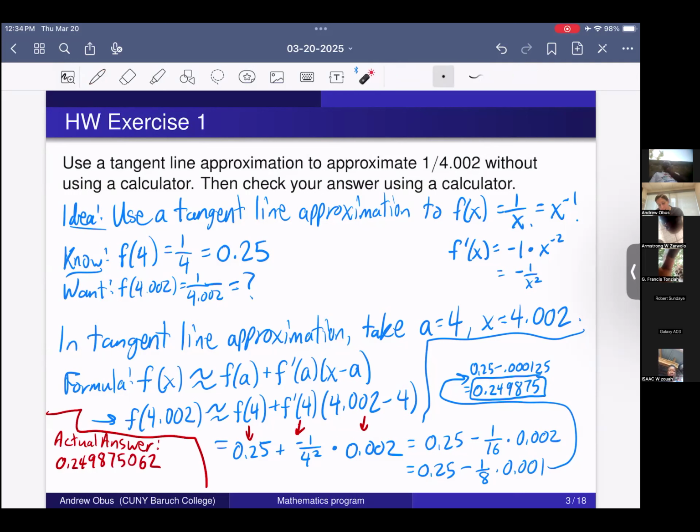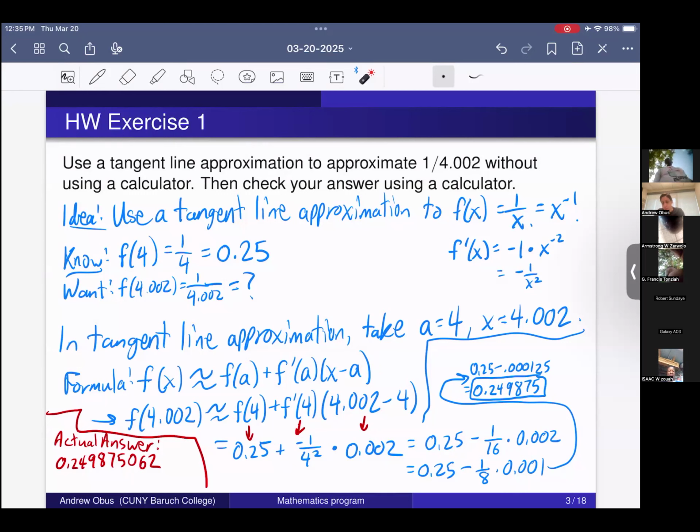I mean, to actually compute 1 divided by 4.002 would be an extremely hard computation with lots of long division and everything. And instead, with this tangent line approximation, we do a pretty easy computation, right? None of these quantities, the f of a, f prime of a, x minus a, is that hard to compute. And then you can just do the arithmetic with them. And you get an answer that's correct to 7 decimal places. So that's really quite good. 7 decimal places is about as much as you'd ever really need, right?